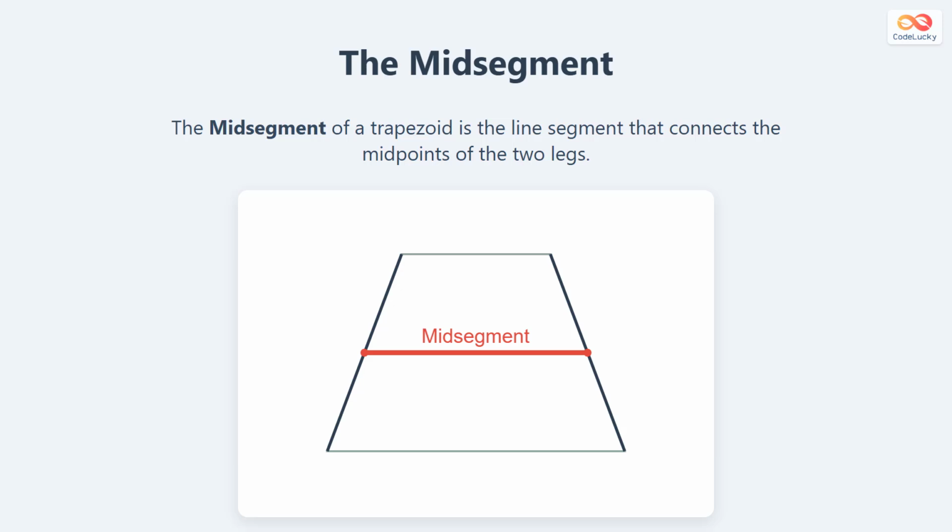Now, if we draw a line connecting these two midpoints, we create a special segment. This line is called the midsegment of the trapezoid. It connects the middle of one leg to the middle of the other leg.